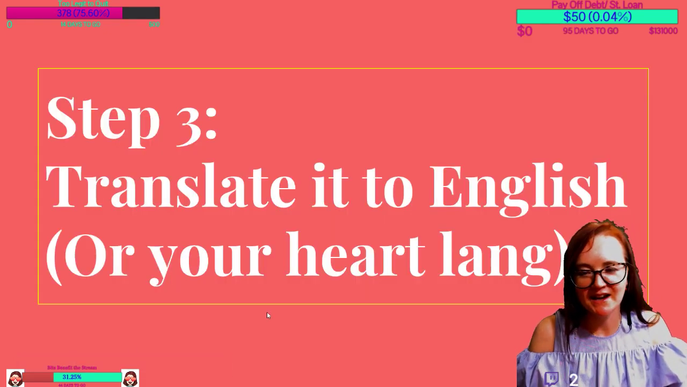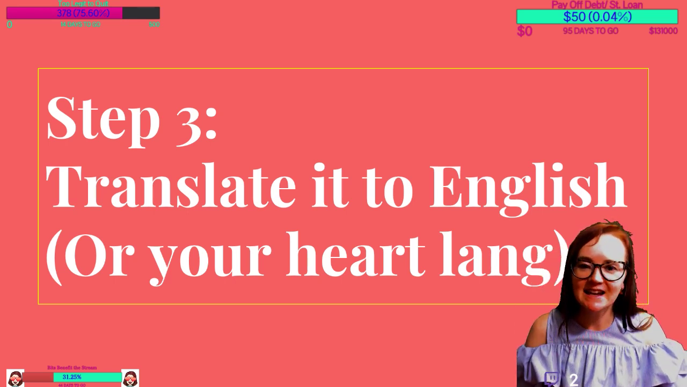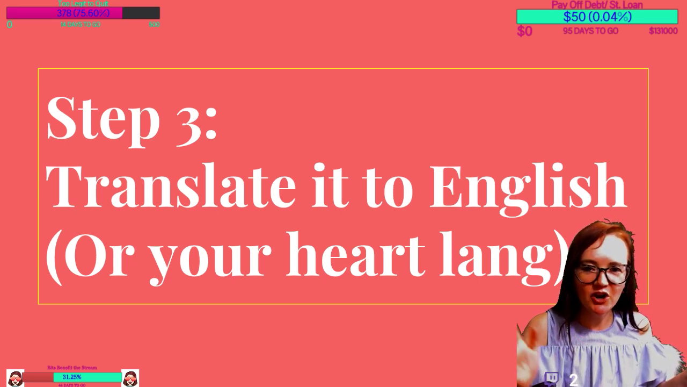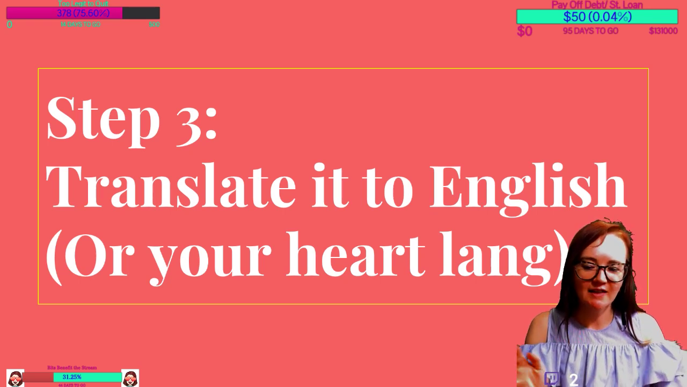And that was horrible, and it's going to be horrible the first time. Don't worry. Step 3, translate it into English or whatever your heart language is. Maybe your first language is Chinese and you want to know how to sing an English song. Same thing. Translate it to whatever your language is.